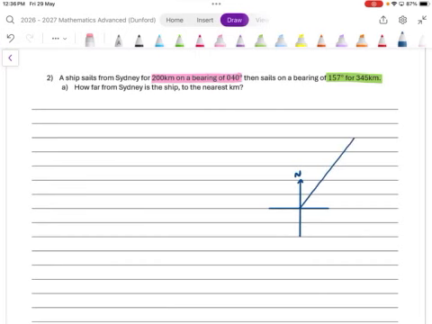Thanks, Noah. Okay, that is roughly where it is, and then I'm going to draw another bearing there.